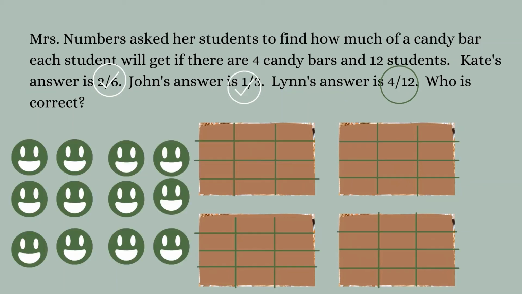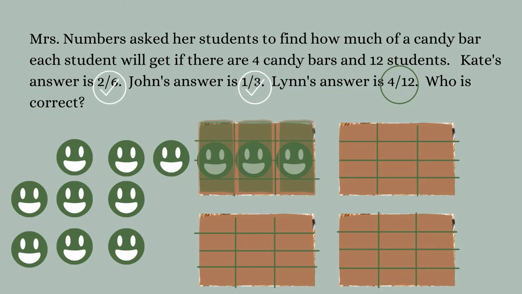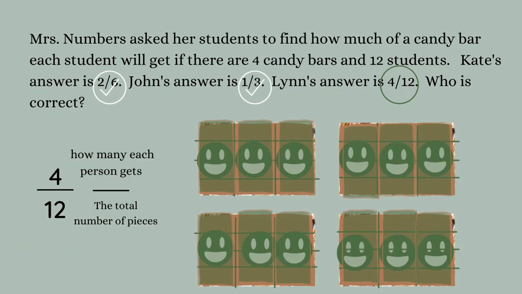Lynn says the answer is 4/12. So how many pieces do we need on each candy bar? That down denominator again, 12. 12 pieces, 4 pieces for each person since there's a 4 in the numerator. Since each up and down column on the bar has 4 pieces, I'm going to give each one of these faces one whole column. That will make it easier to not get mixed up. So if you get all these 4 and you get all these 4 and so on for every single one of the 12, they should all get 4 pieces.